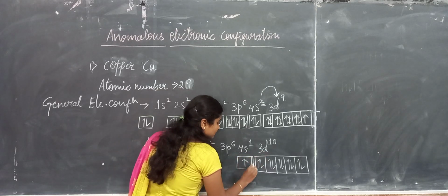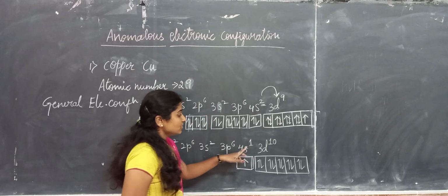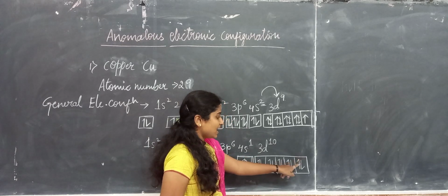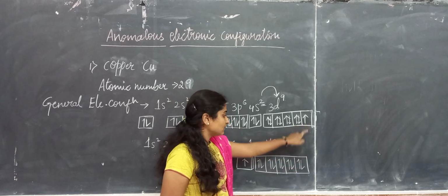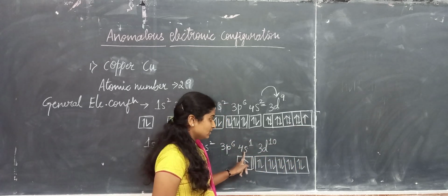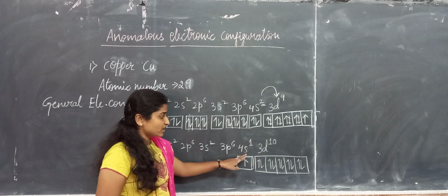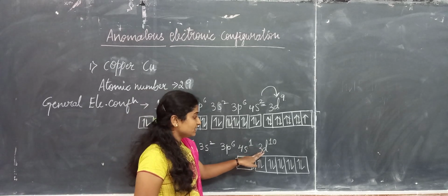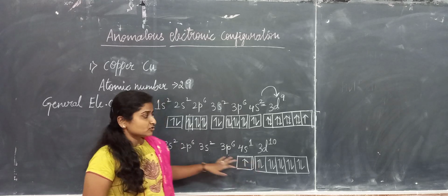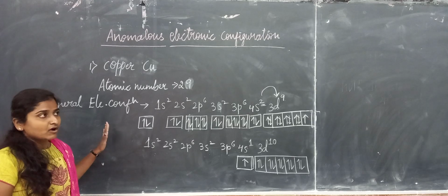Here the valence shell electronic configuration will be: in the 4s orbital we have one electron, in the 3d orbital we have 10 electrons, that is, the last electron in the 3d orbital will be paired with the electron which is shifted from the 4s atomic orbital. So the valence shell electronic configuration would be 4s1 and 3d10, making the 3d orbital a completely filled orbital. So these are the two examples of the anomalous electronic configuration of atoms.